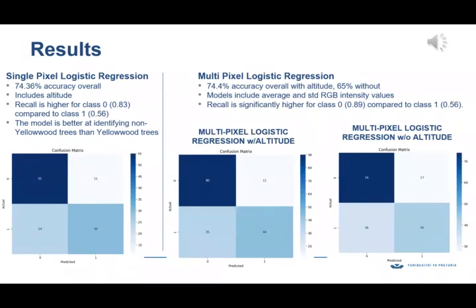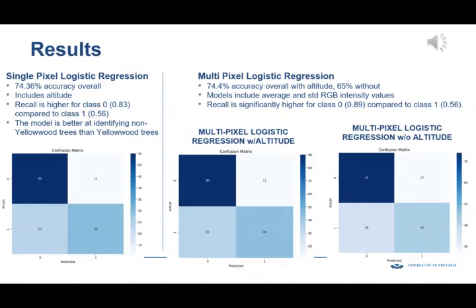The single pixel logistic regression model had an overall accuracy of 74.36%. This model included the altitude. The recall is higher for class 0, which was 83% compared to class 1, which was 56%. Therefore, the model is better at identifying non-yellowwood trees than yellowwood trees.